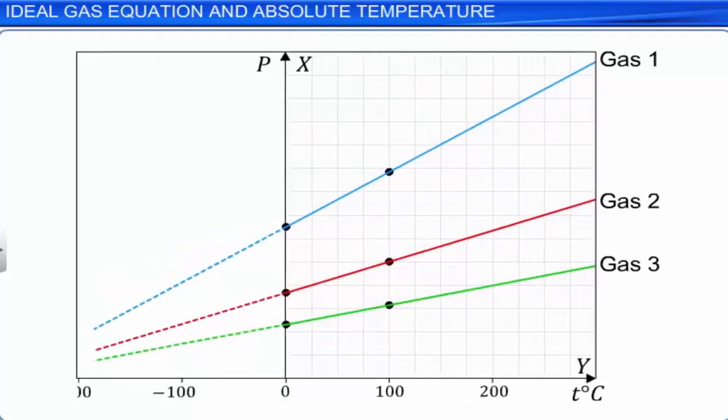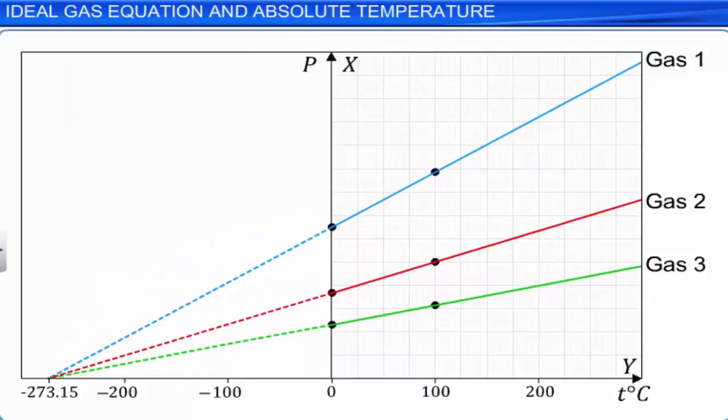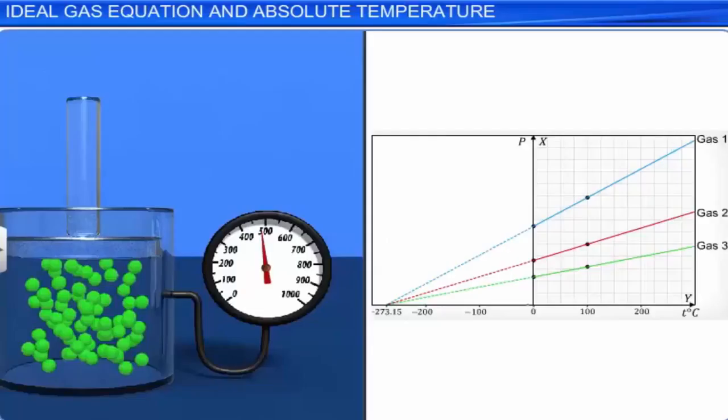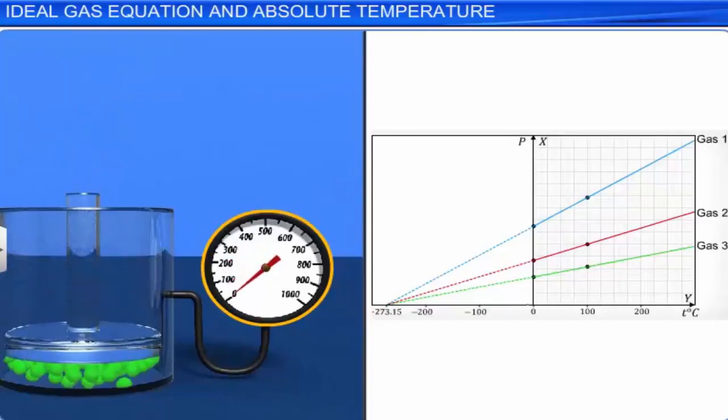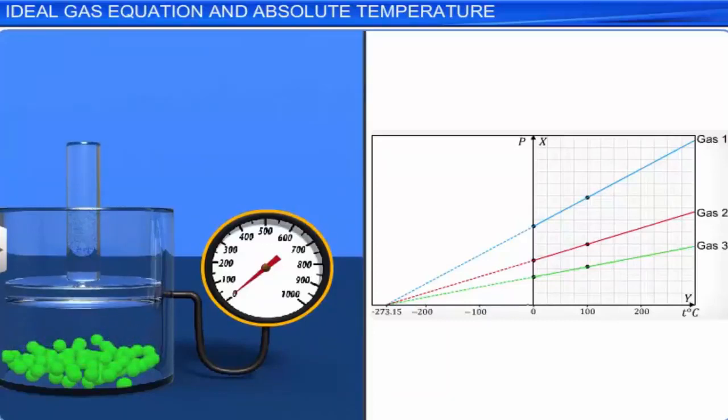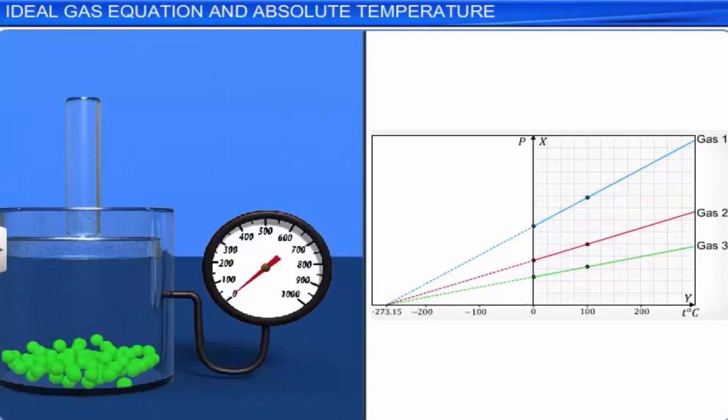When extended towards negative temperatures, all these straight lines meet at a point represented by the temperature minus 273.15 degrees centigrade. That means, at temperature minus 273.15 degrees centigrade, if the gas is still in the same state, its pressure reduces to zero. In fact, at this temperature, the average kinetic energy of gas molecules becomes zero. As a result, they cease to move and settle at the bottom of the container, and the pressure exerted by them reduces to zero.